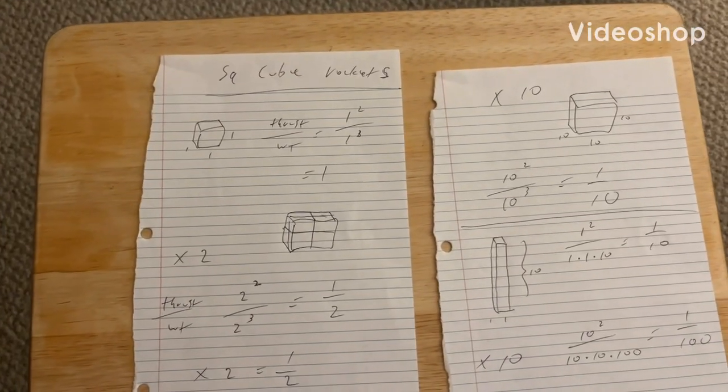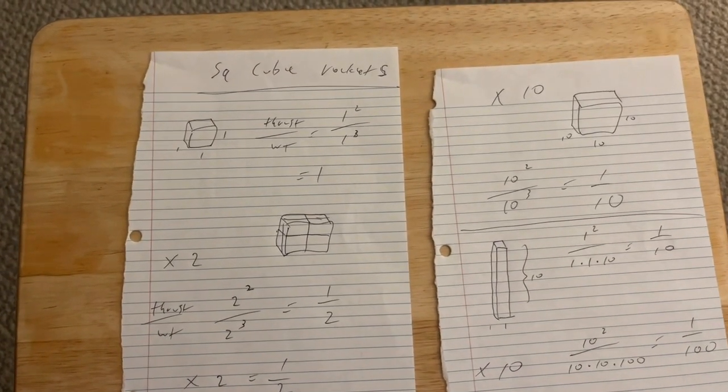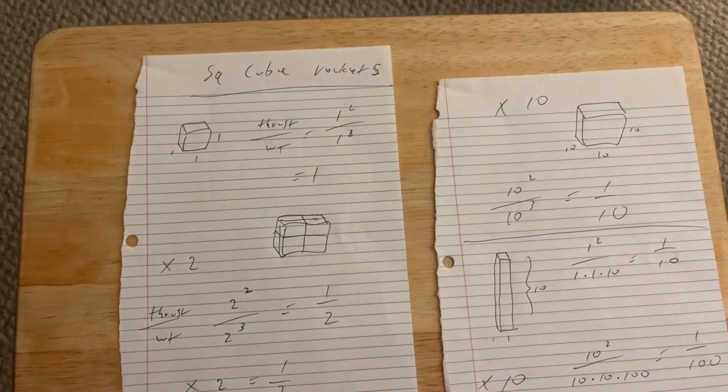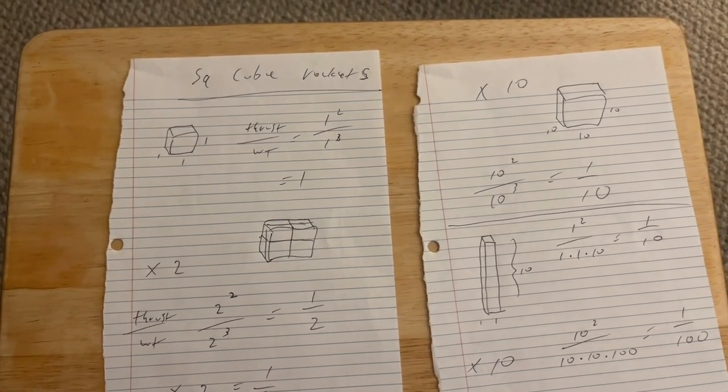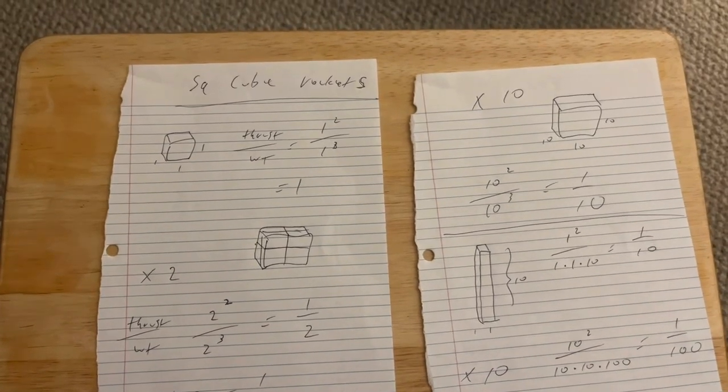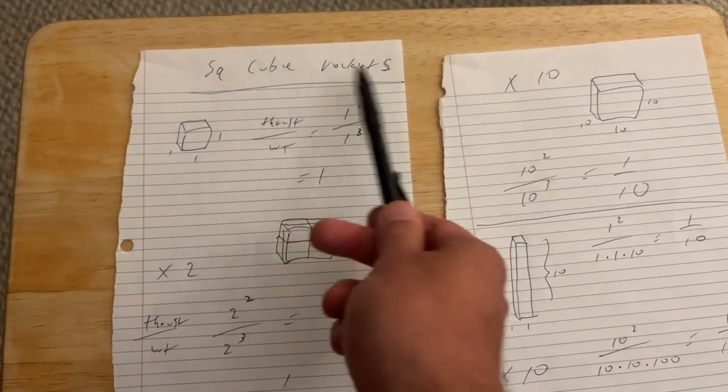Square cube law for rockets. I've heard that the square cube law applies to rockets, but I haven't seen any examples showing exactly how, so I thought I'd make a video. So that's just what it means. It's a square in the cube.